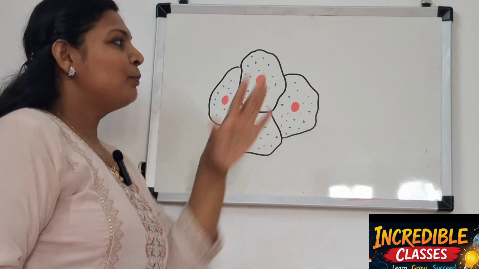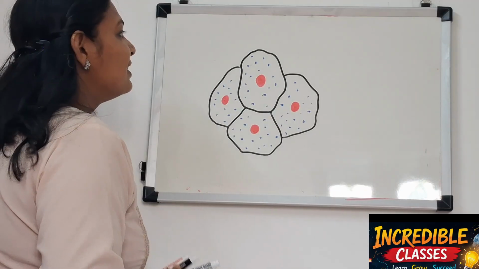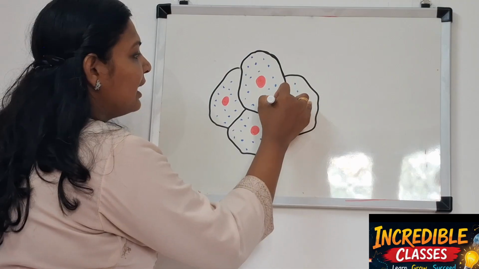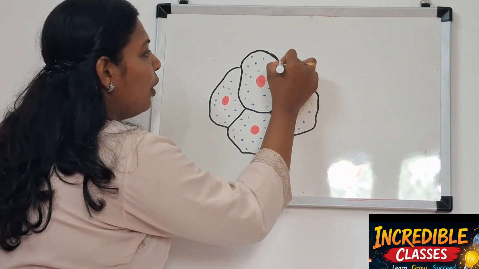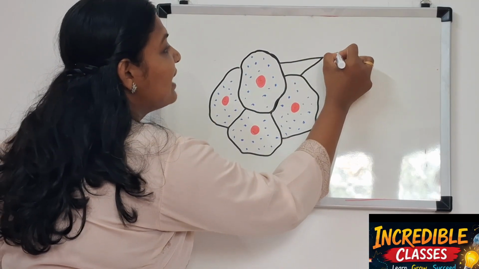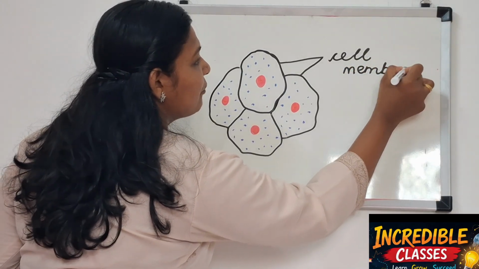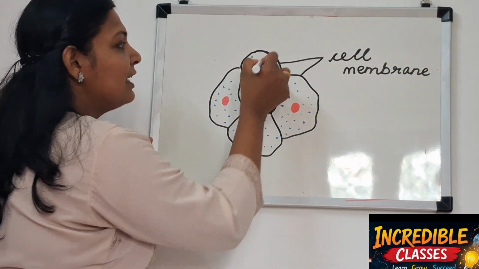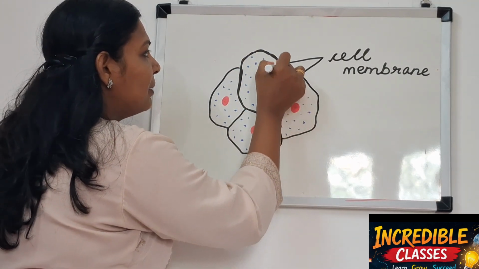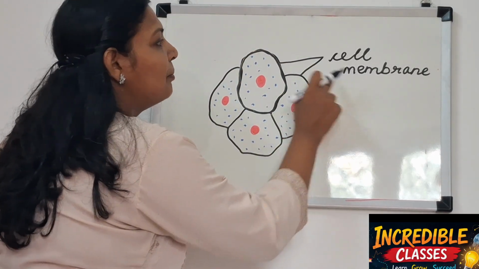So this is a group of cells, and this cell has certain parts. What are these parts? The outermost layer, this black layer that I am showing you, we call it cell membrane. Say after me, cell membrane. What is cell membrane? The outer layer of the cell is called cell membrane.